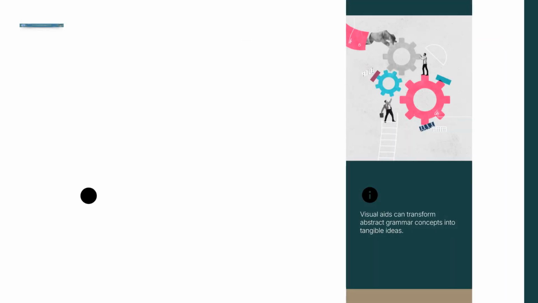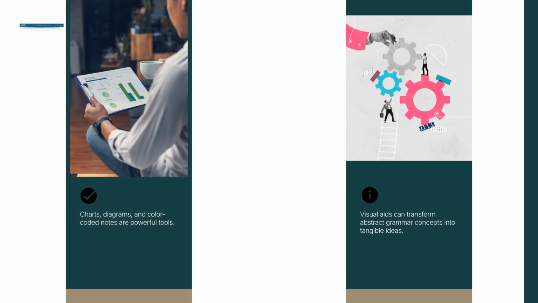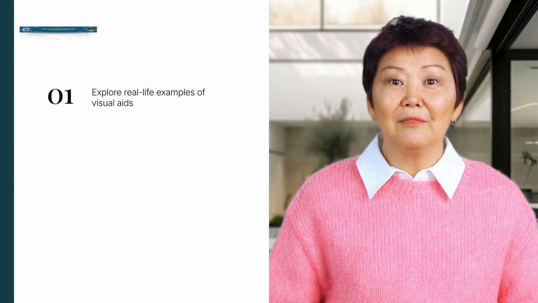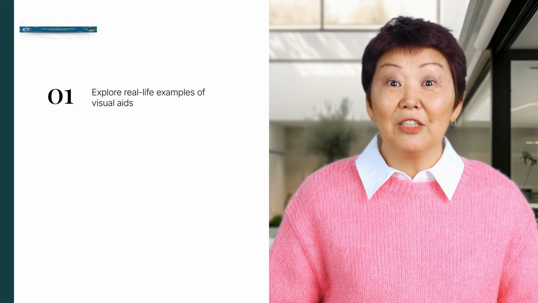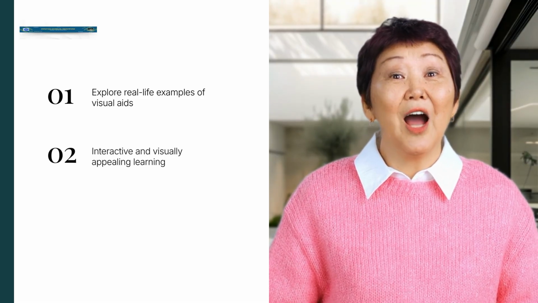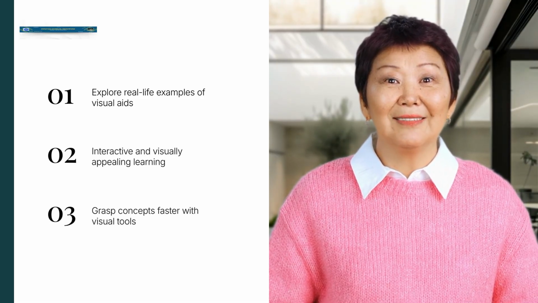Visual aids can turn abstract grammar concepts into tangible ideas. Charts, diagrams, and color-coded notes are powerful tools to enhance understanding and retention. We'll explore real-life examples of how visual aids clarify grammar rules. These tools make learning interactive and visually appealing, helping you grasp concepts faster.